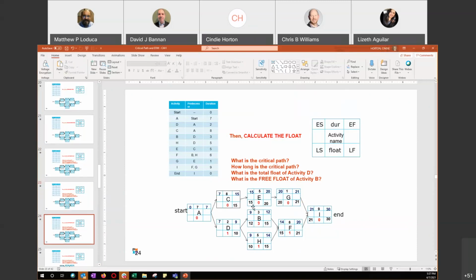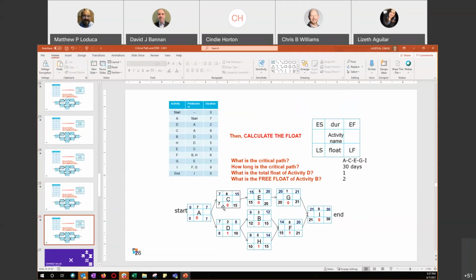We see that 15 minus 3 is 12 here. 15 minus 5 is 10 for H. We're going to bring the lower number back as the late finish for task D. We brought back 15 for task E to C.